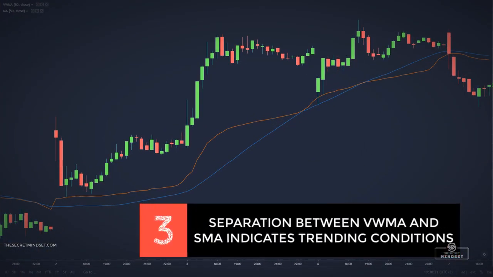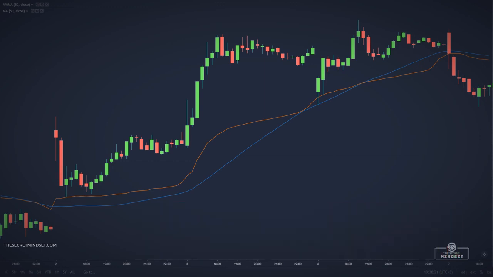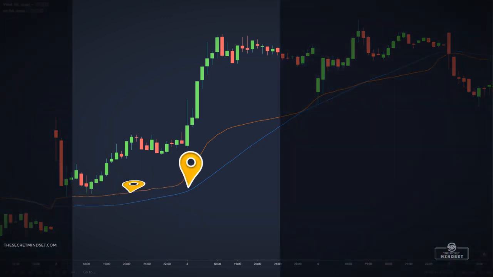Separation between a volume-weighted MA and a simple moving average indicates a trending market. In other words, if the volume-weighted moving average is between the chart and the simple moving average, then you can have a signal for a trending market.